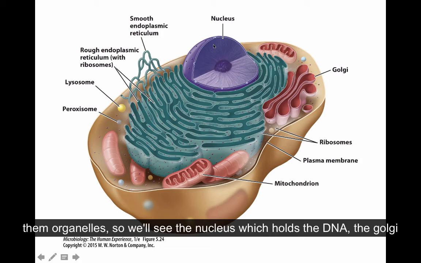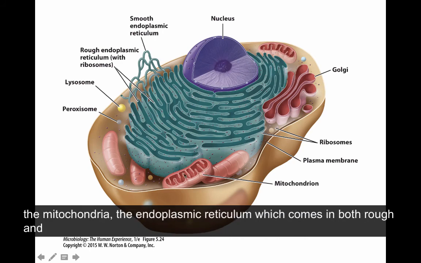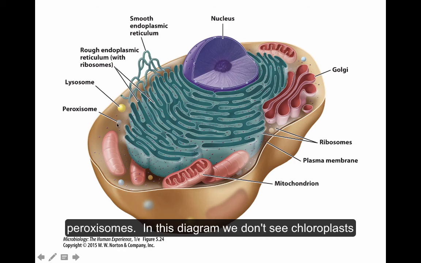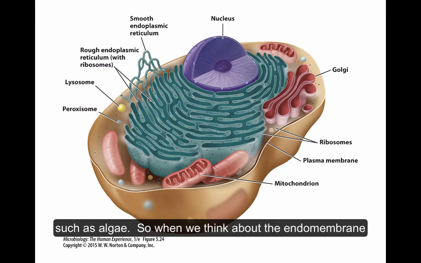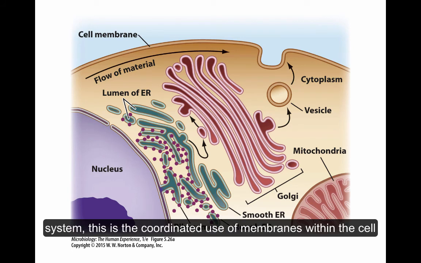So we'll see the nucleus, which holds the DNA, the Golgi apparatus, which helps make a lot of the membranes and transport molecules, the mitochondria, the endoplasmic reticulum that comes in both rough and smooth. We'll see the lysosome, which is used for digestion, and peroxisome as well. And in this diagram, we don't see chloroplasts, but we mention those as well because a lot of eukaryotic cells contain those, like algae.